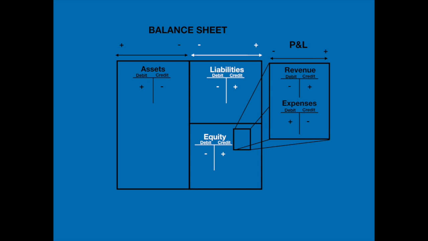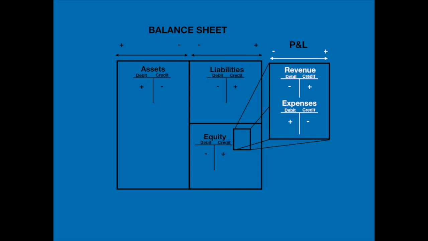And finally, we have the revenue and expenses accounts. Revenue accounts will increase when you credit them and will decrease when you debit them. Expenses accounts, on the other hand, will increase when you debit them and will decrease when you credit them.